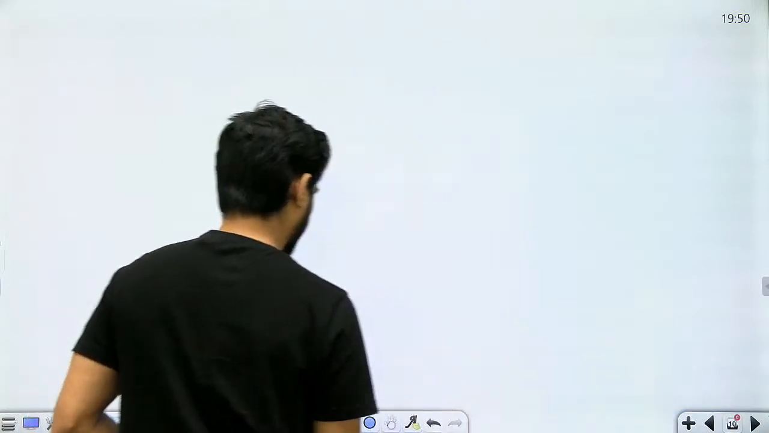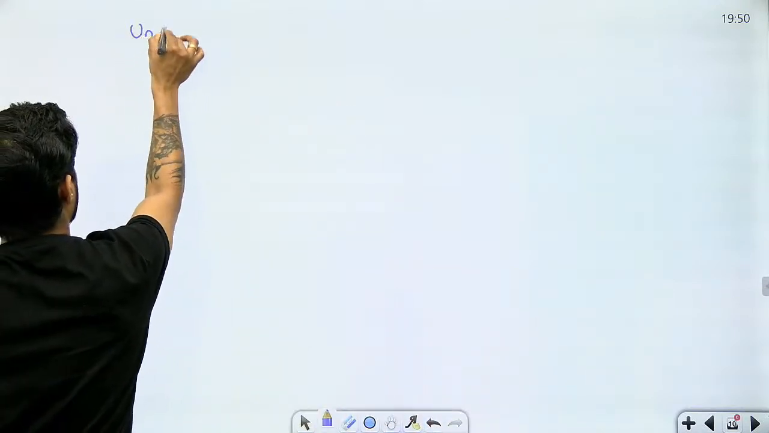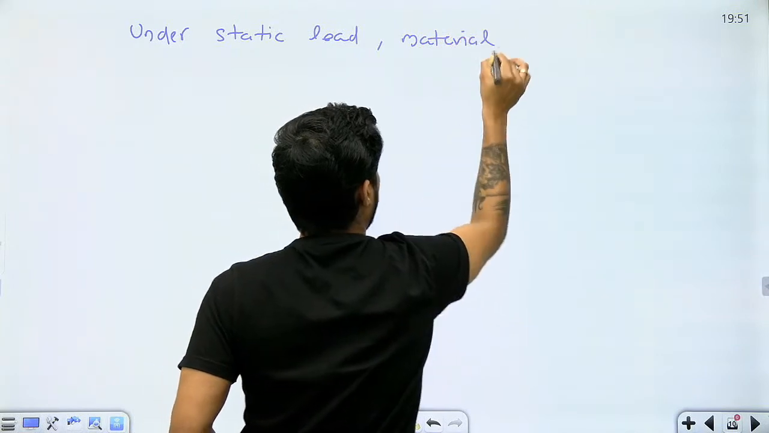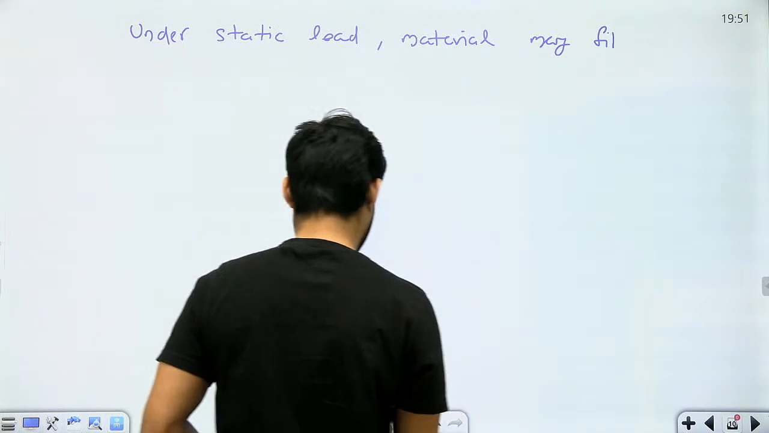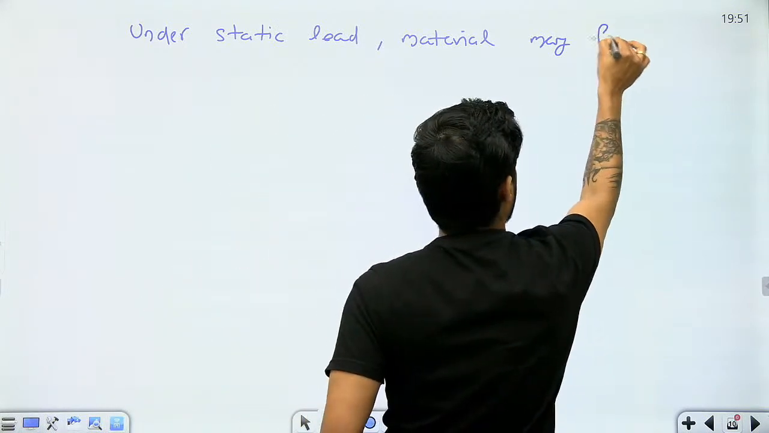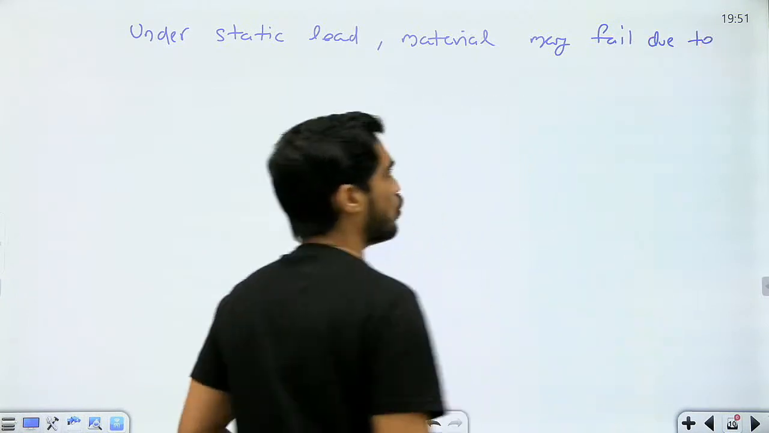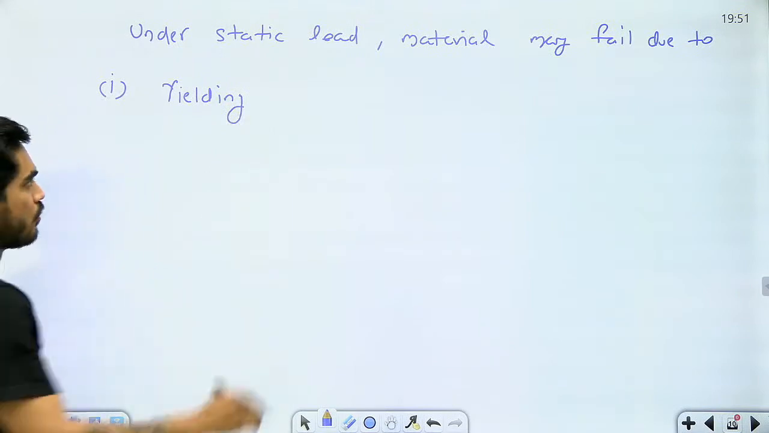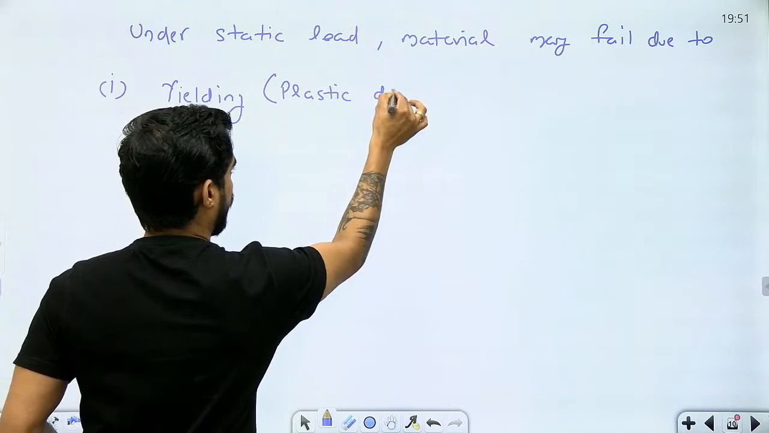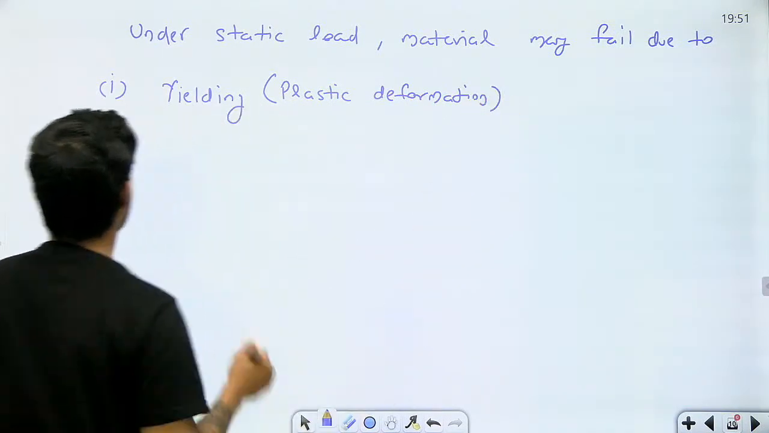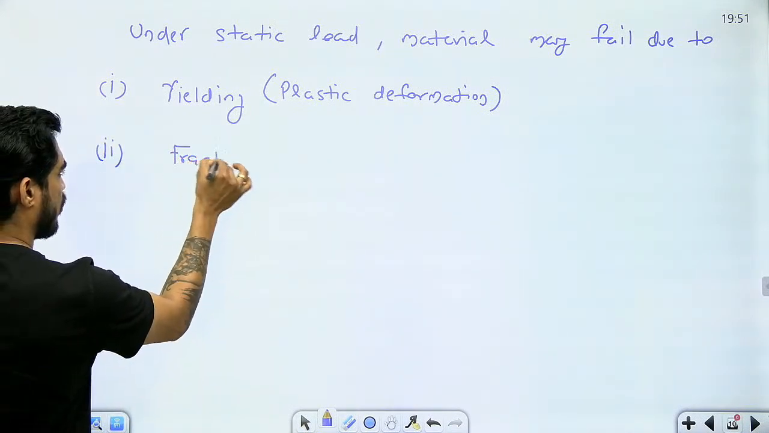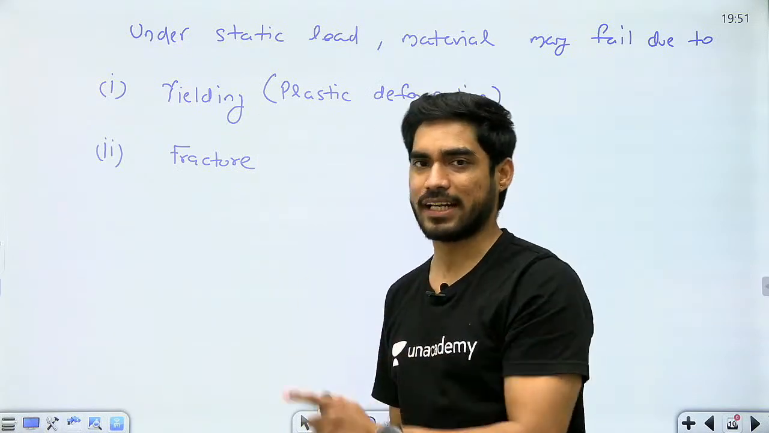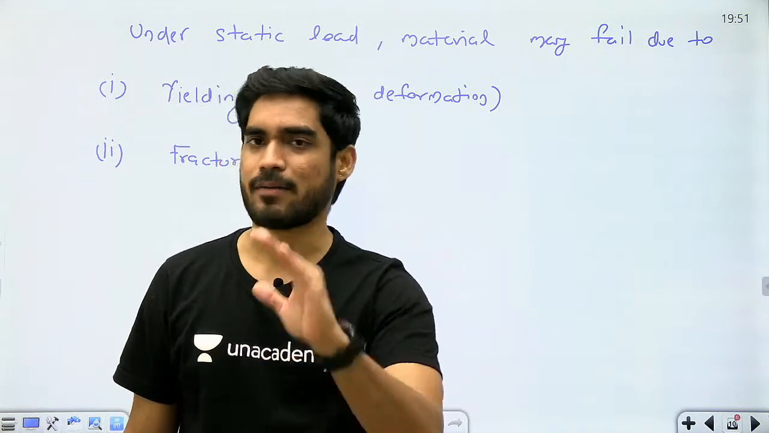So beta, under static load, material may fail due to, first, yielding, which is also known as plastic deformation, or fracture, right? These are the two types of failure you might get due to static load, right? The material might yield or the material might fracture.